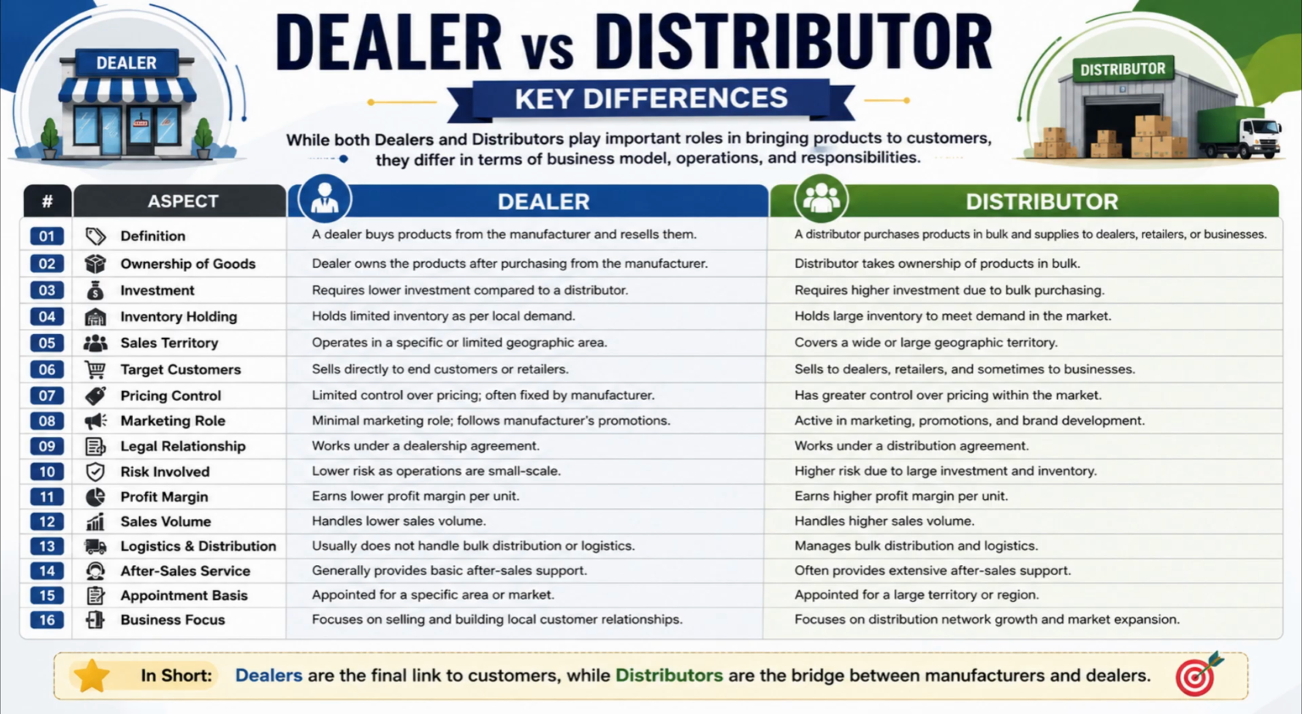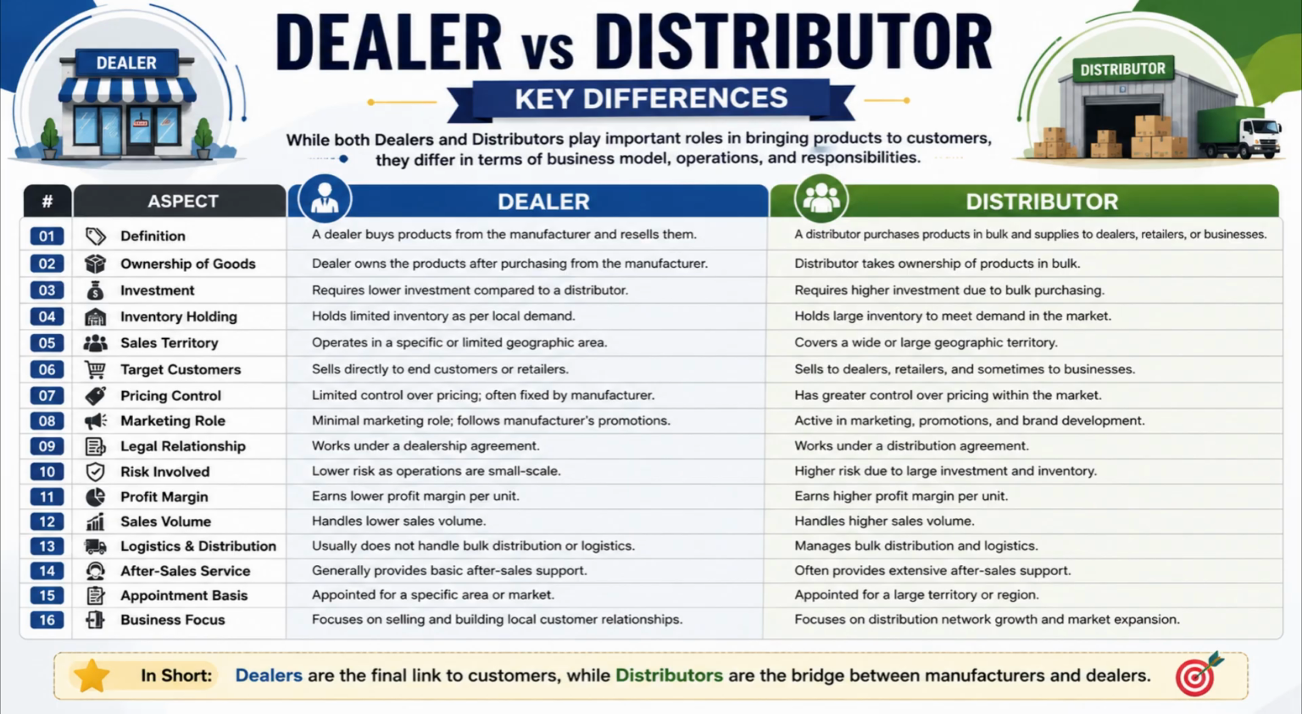Number 1. A dealer buys products from manufacturers and resells them to customers, whereas a distributor purchases products in bulk and supplies them to dealers, retailers, or businesses. Number 2. A dealer owns products after purchasing them from manufacturers, whereas a distributor takes ownership of products in bulk quantities. Number 3. A dealer requires lower investment compared to a distributor. On the other hand, a distributor requires higher investment because of bulk purchasing.